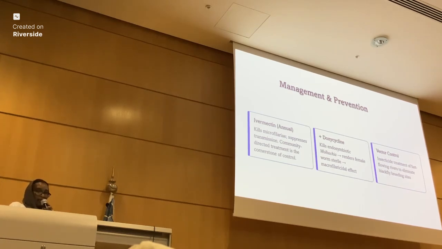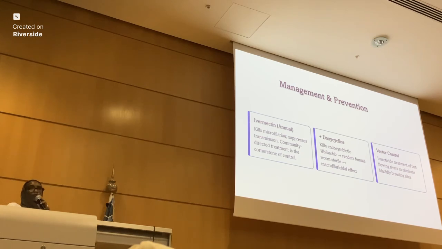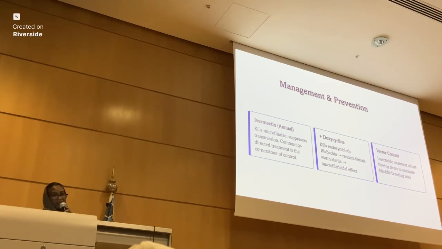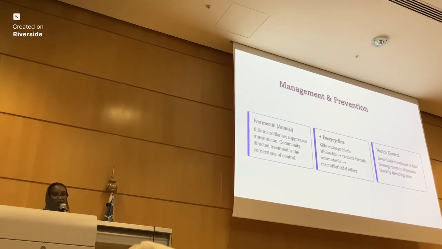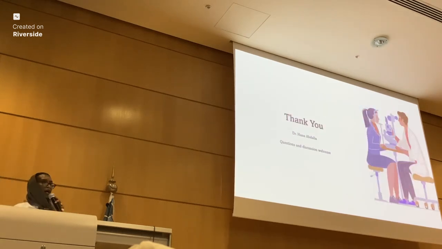You can also kill the symbiotic bacteria, Wolbachia, which will render the female worm sterile of microfilarial effect. And of course, you can also kill the microfilariae to suppress transmission, and community treatment is the cornerstone of control if you have community-directed treatment based on the priority.